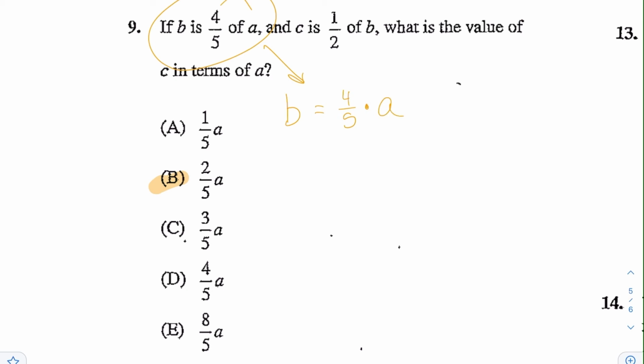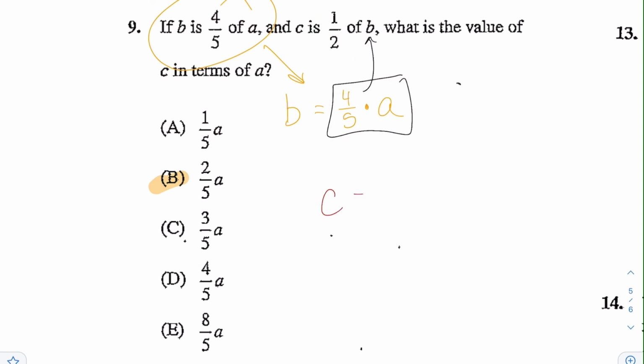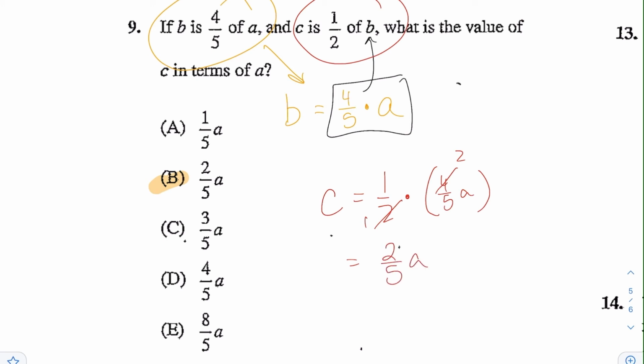And from here, you can take 4/5 of A and replace it with B in the second equation. So for the second equation, C will be equal to 1/2 of, or times, B. Instead of B, we have 4/5 of A. From here, you can multiply through. You can also cross simplify here to make it easier. That will give you 2 over 5 of A is equal to C. So that's choice B. C is 2/5 of A.